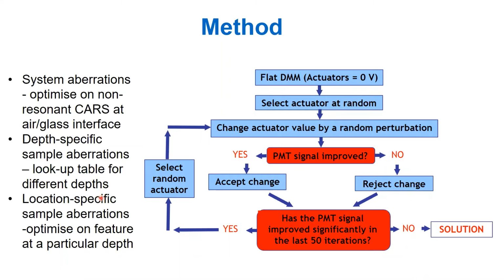What we did is we split up the aberrations that we were looking at. We looked at our system aberrations, so these are aberrations coming from the optical microscope. We looked at depth-specific aberrations and recorded some lookup tables there. And we looked at more location-specific aberrations, thinking about how our aberrations might change across our field of view at a particular depth in our sample.